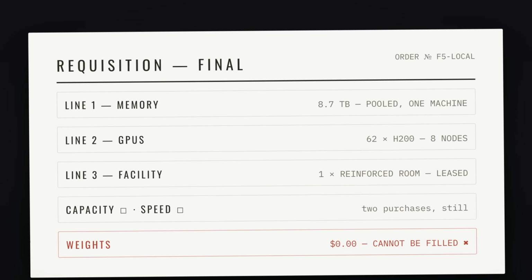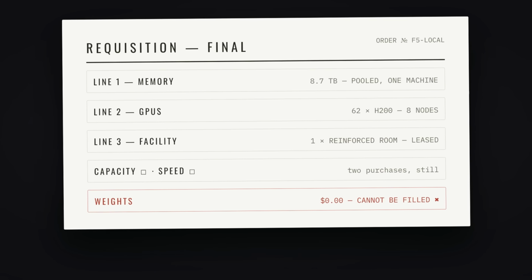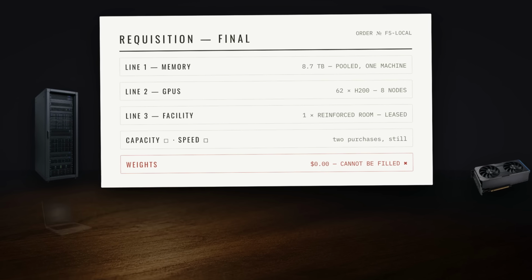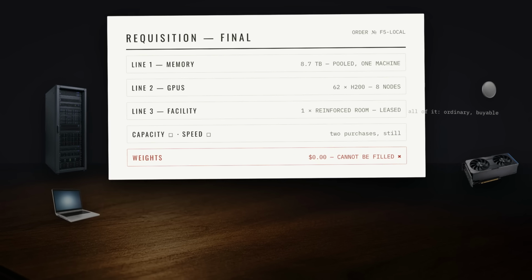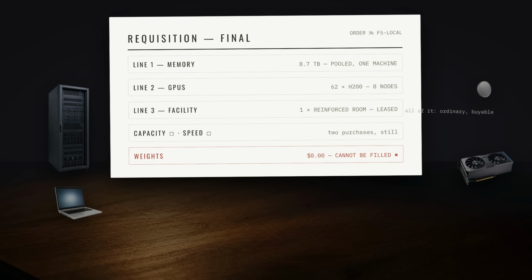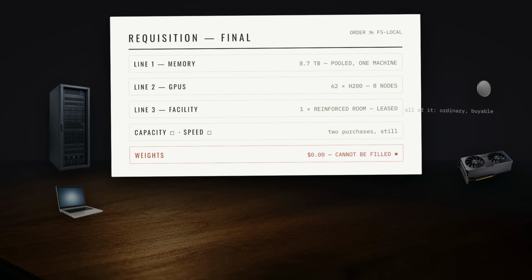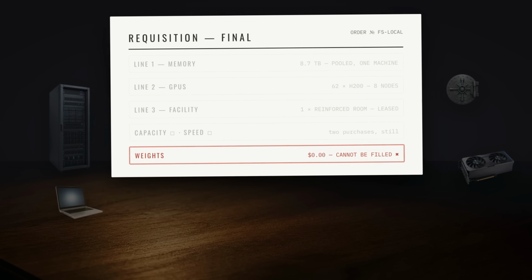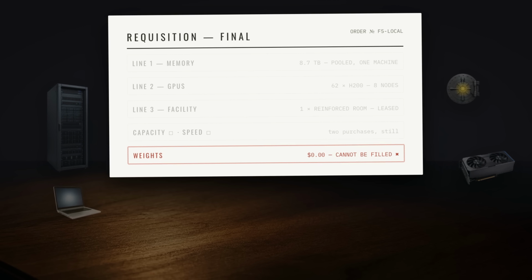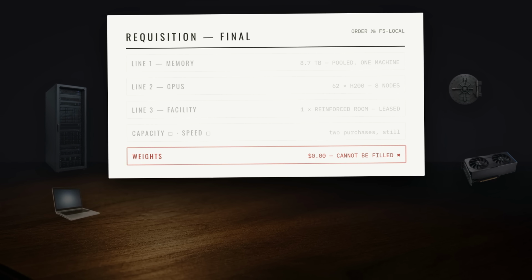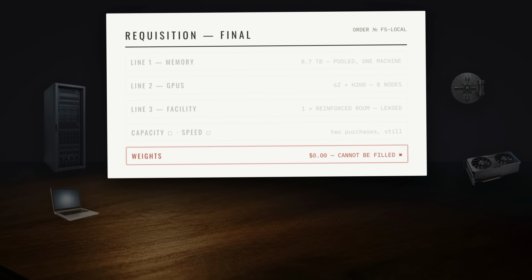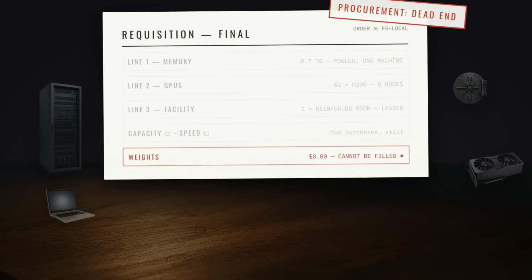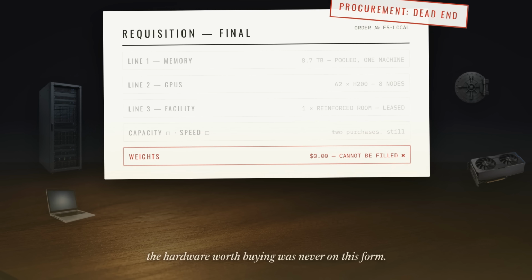So the final requisition asks for terabytes of pooled memory, dozens of data center GPUs, and a reinforced room to plug them into. The physical hardware is brutally expensive, but entirely ordinary, meaning you could technically build this facility if you hated money enough. But the line item that kills the project is the free one, because Anthropic keeps those weights strictly behind an API, and there is no tier you can buy that includes them. Which means this entire build sheet is basically a procurement dead end, and the hardware worth buying is for the models you were allowed to download the whole time.